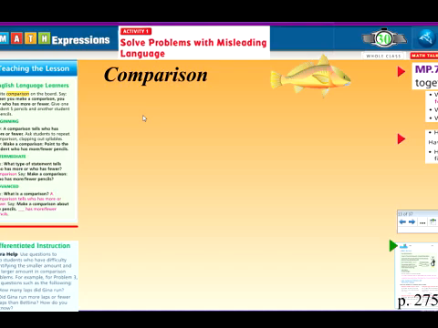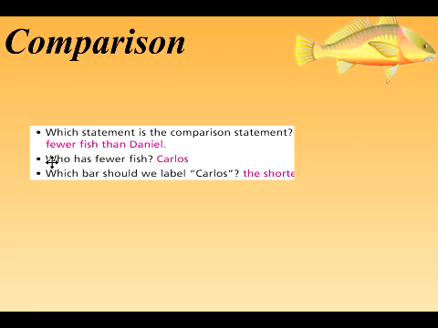And sometimes when we see a comparison problem, which statement is the comparison statement? Carlos had 14 fewer fish than Daniel. So you see that fewer, it becomes distracting to us because we think subtraction. But it shows that comparisons can sometimes mean, instead of the difference, we want to compare. Who has fewer fish? Carlos does. He has fewer than Daniel.